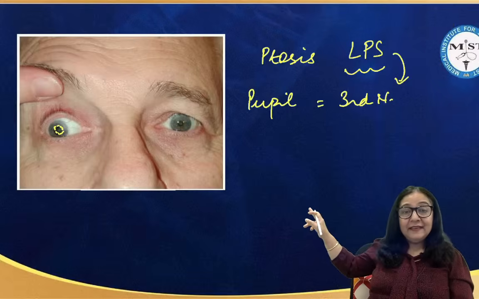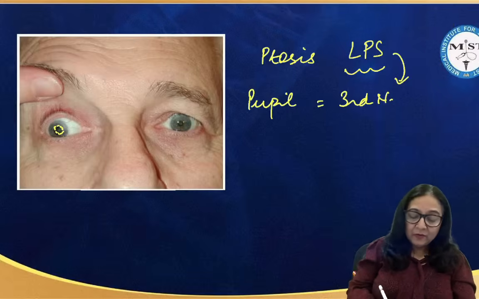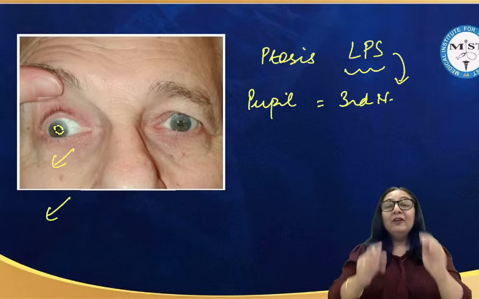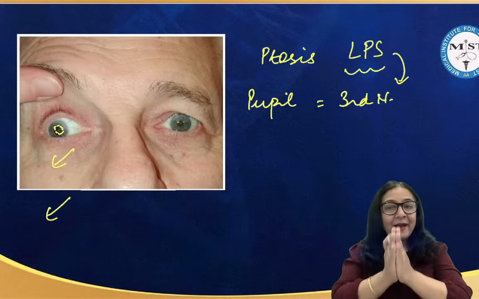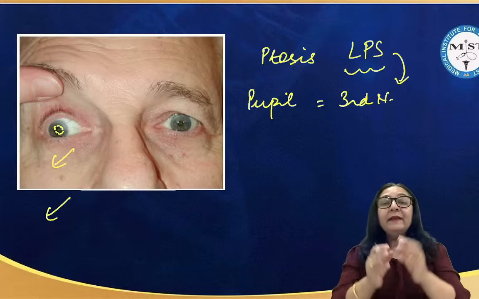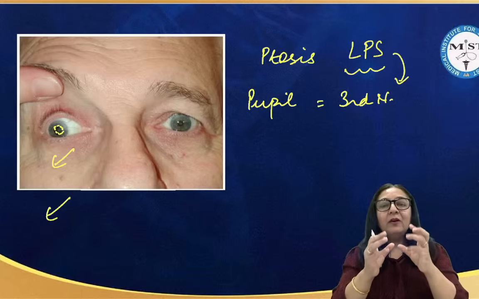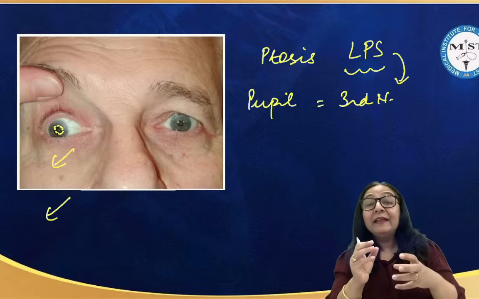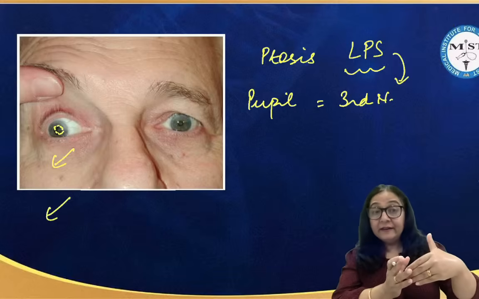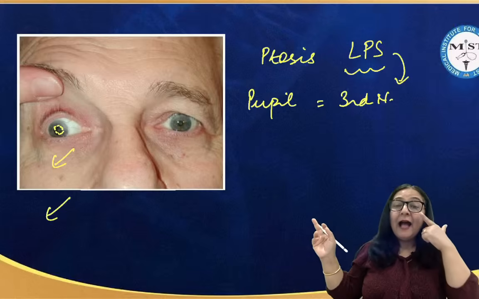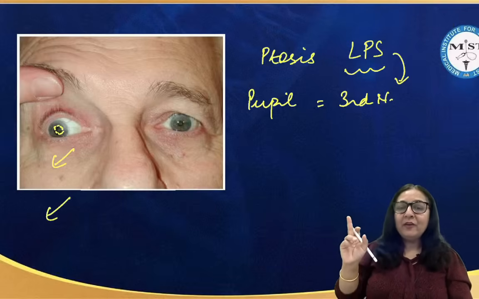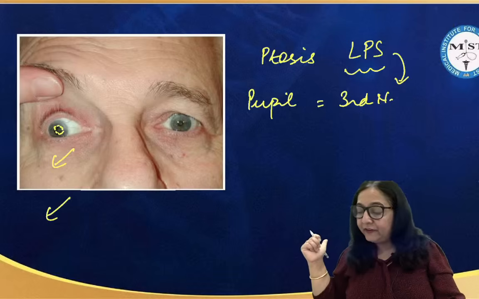And if you carefully see here, the patient's eye is in the down and out position. So, when LPS is paralyzed because of third nerve palsy, there is ptosis. When there is pupillary involvement, the pupil cannot constrict because the fibers for pupillary constriction are carried through the third nerve. So, the pupil is in a dilated position, and because of the paralysis of all other muscles except lateral rectus and superior oblique, the eye is in the down and out position.